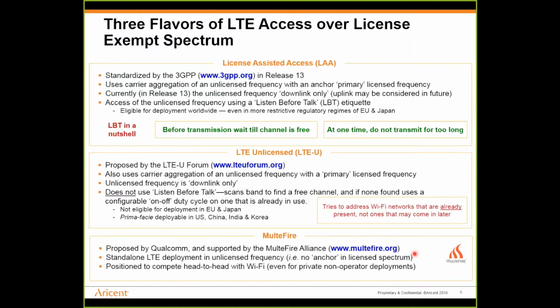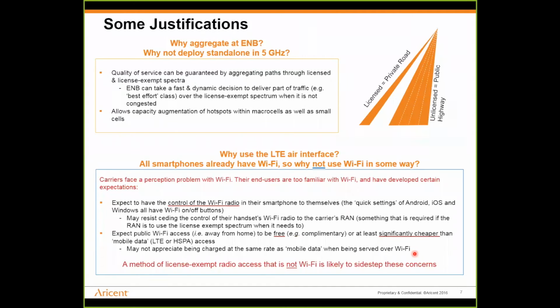Before I hand it over to Ashok for the next part, there are some justifications I would like to give, some answers to questions about why do LTE over unlicensed spectrum at all, and why do it this particular way. The first question I'd like to ask myself is, why aggregate at the eNode B at all? Why not deploy standalone in 5 GHz, like let's say MulteFire is going to do?